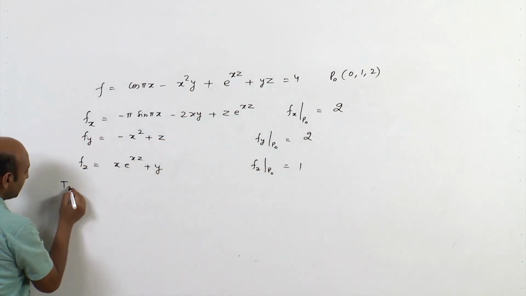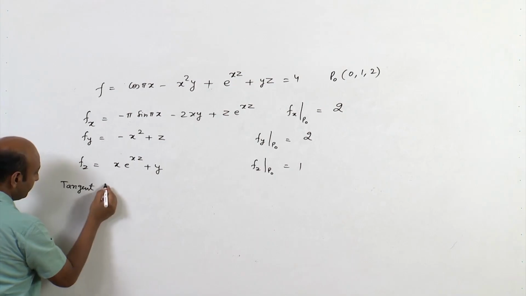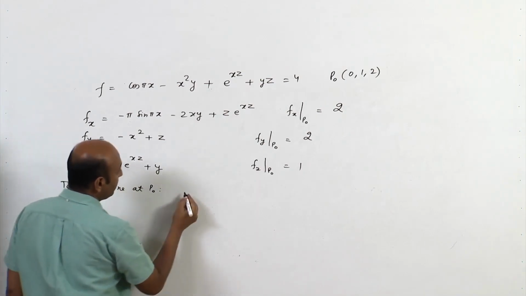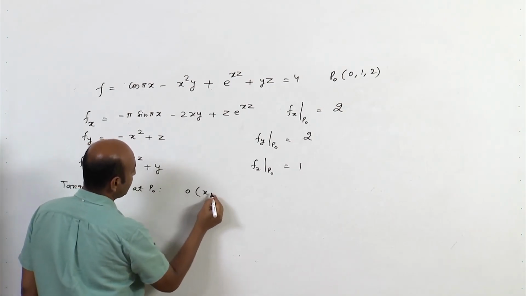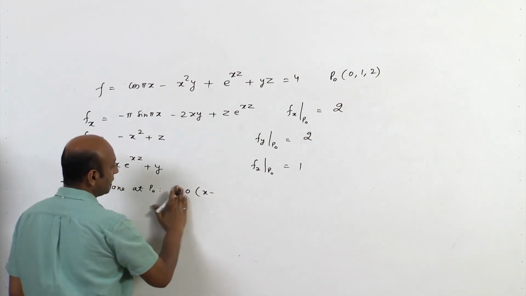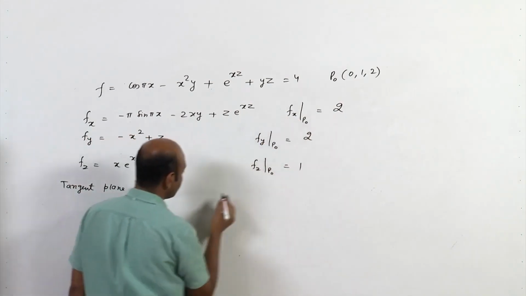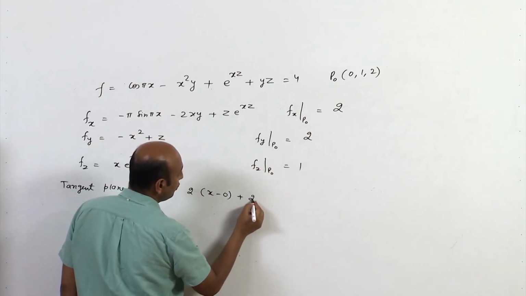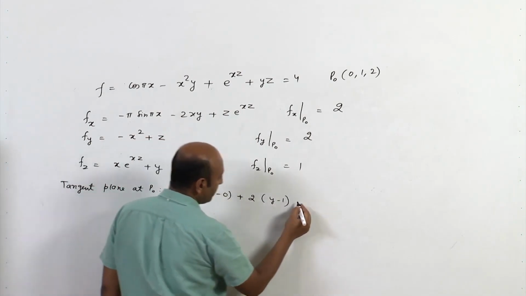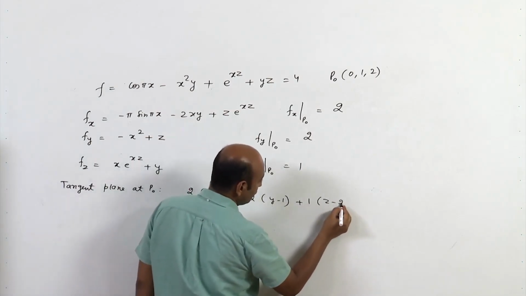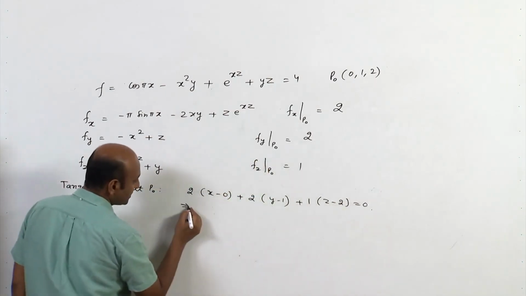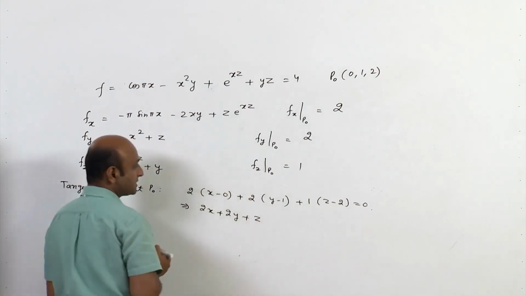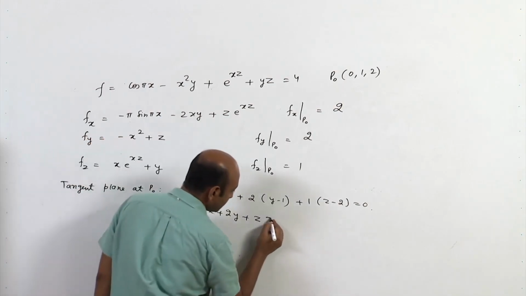So, equation of tangent plane at P naught will be 0 into x minus x1, okay. It will be fx at P naught, that is 2 x minus 0 plus 2 y minus 1 plus 1 z minus 2 equal to 0. So, this equation will be simply 2x plus 2y plus z, and it is minus 2 minus 2, that is equal to 4.